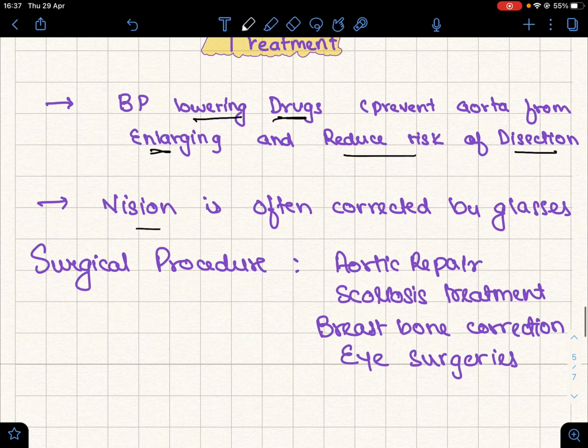Vision is often corrected by glasses, and surgical procedures can be done: aortic repair, scoliosis correction, breastbone correction, or eye surgeries.